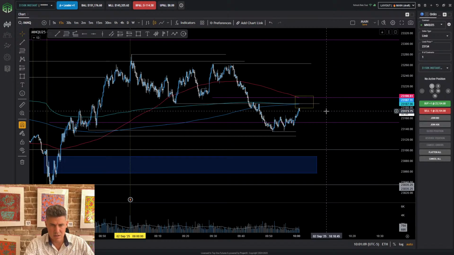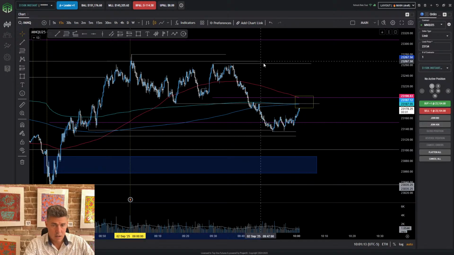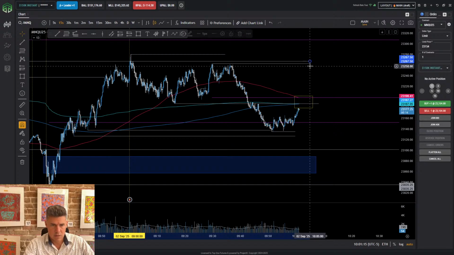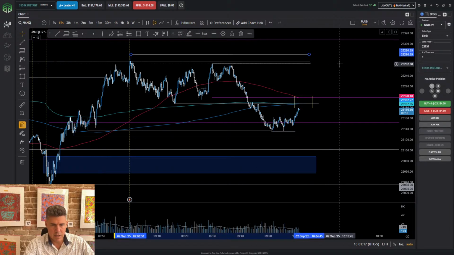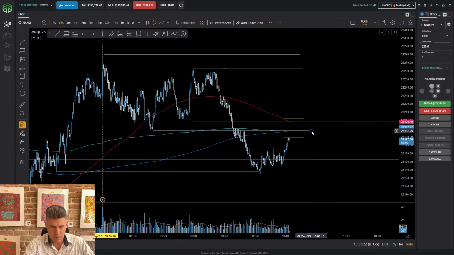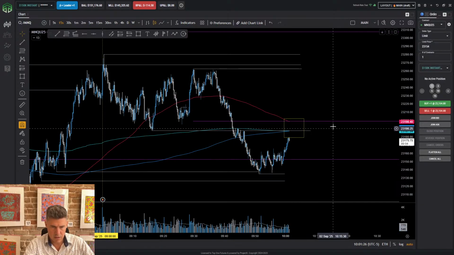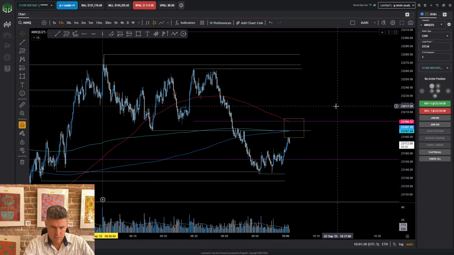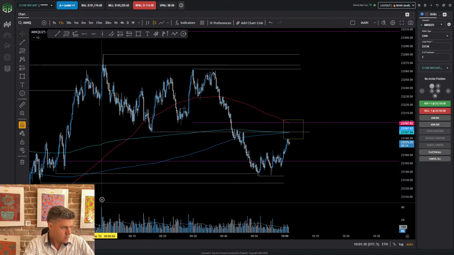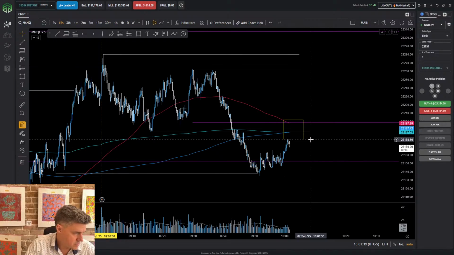If it rips through there, it's just ugly. Could consider getting long for sure, but you could be just in store for some chop. So you want to see a rejection here short if you can get one. I'm watching the 1 minute and the 5 minute over here on the other screen, just going to see if any layups manifest.